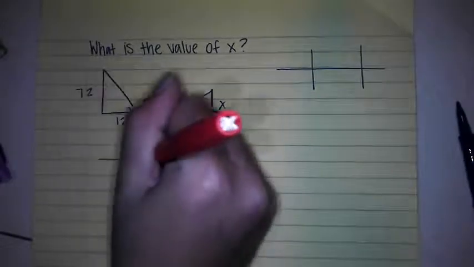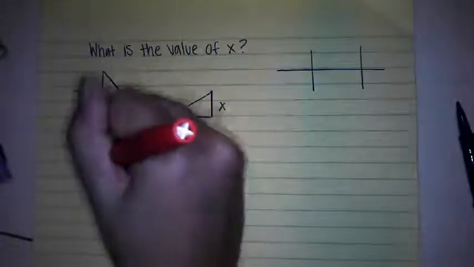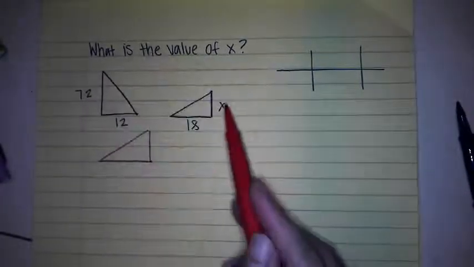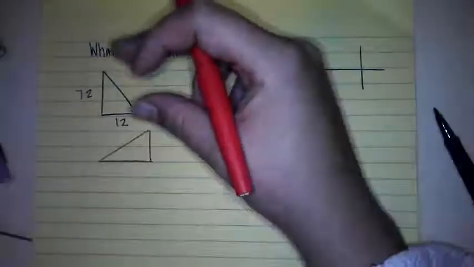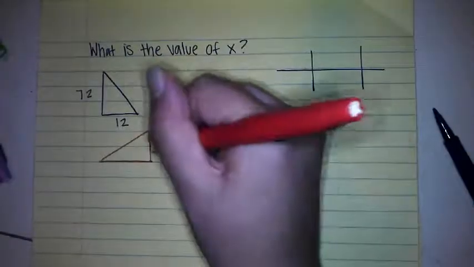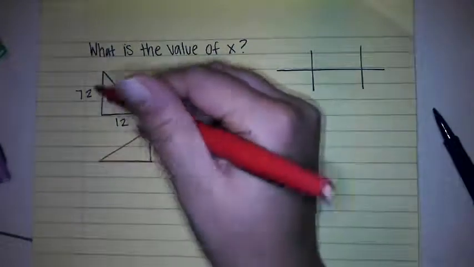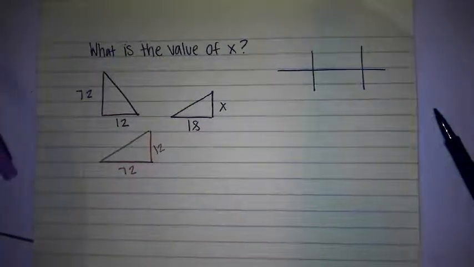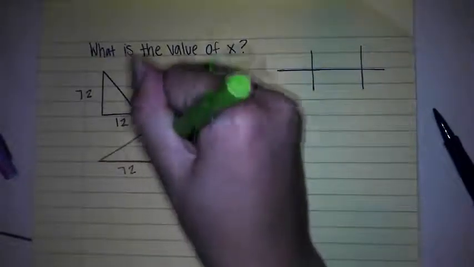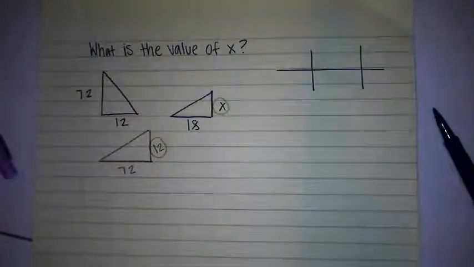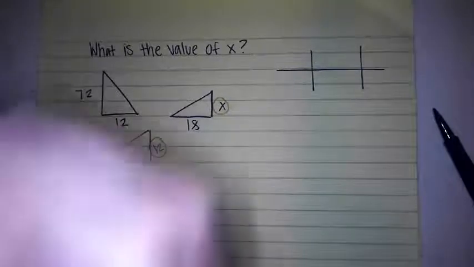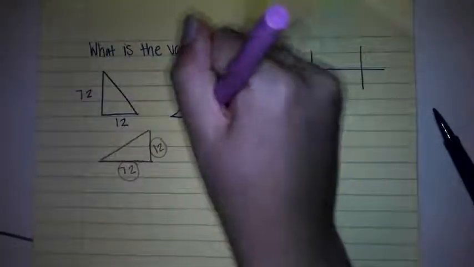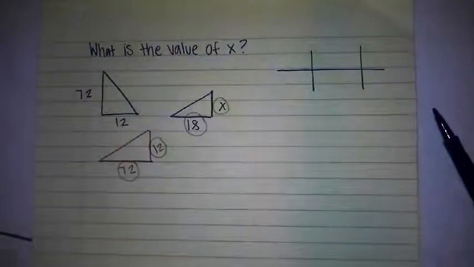So I'm going to take this one, rotate it like this so it can match that. And when I rotate it, I know this side length is 12 and that this long side length is 72. Okay, 12 goes with the X, and the 72 goes with the 18.